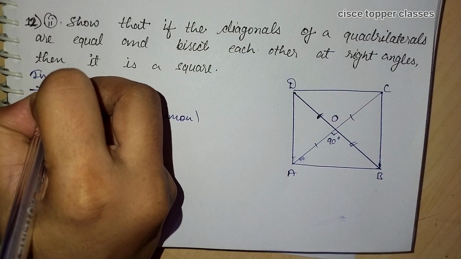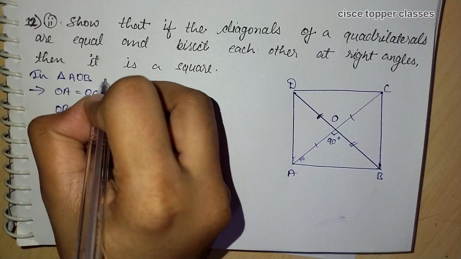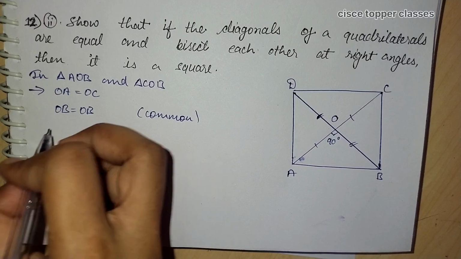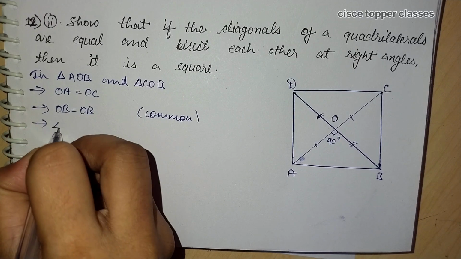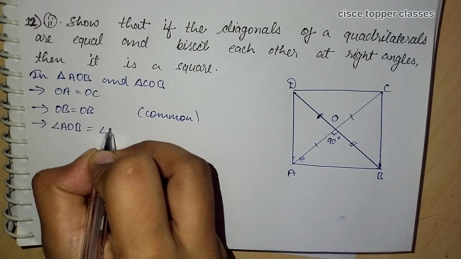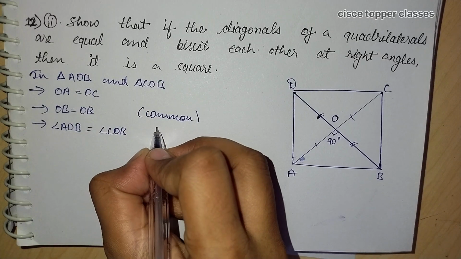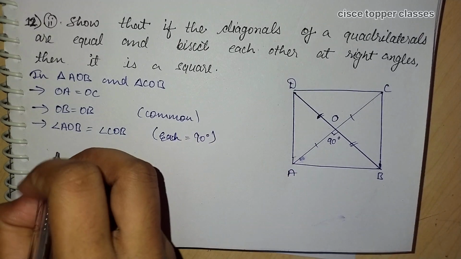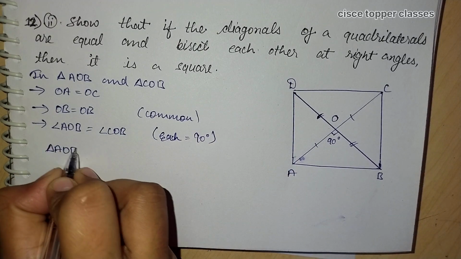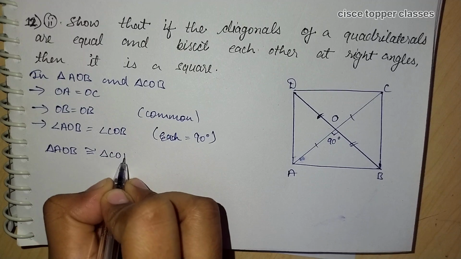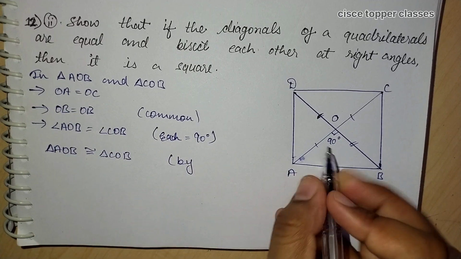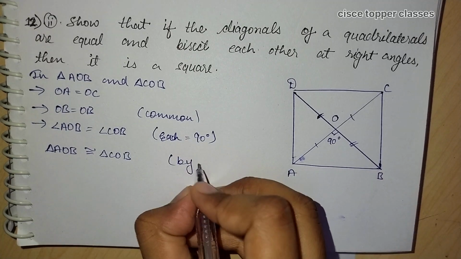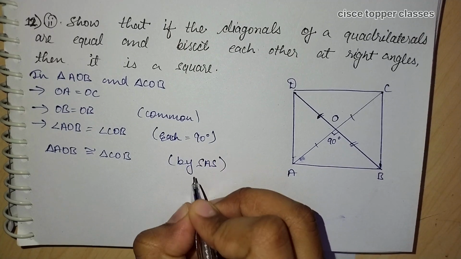This is common, and the angles AOB and COB are also equal. So we are taking triangle AOB and triangle COB. AO is equal to OC, OB is common, and angle AOB is equal to angle COB, because each is 90 degrees. So we can prove that triangle AOB is congruent to triangle COB by the SAS rule of congruency, the side angle side rule of congruency.